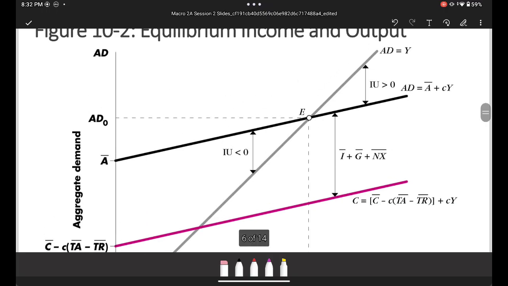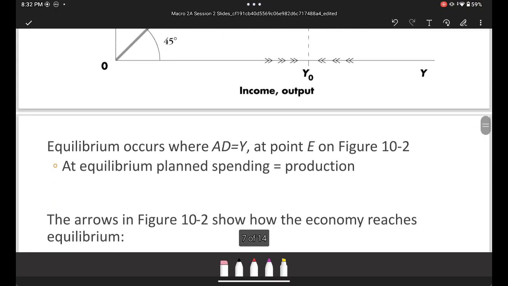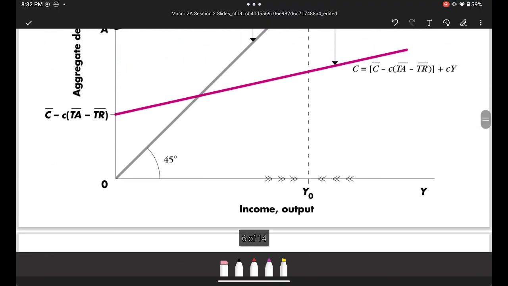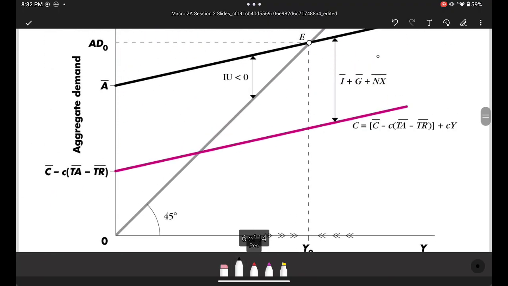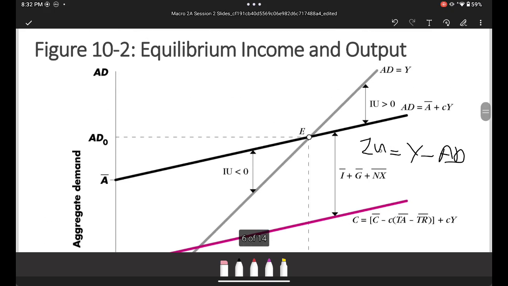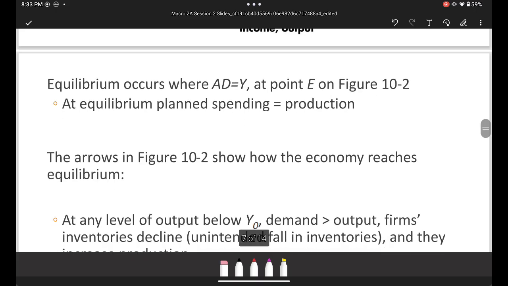IU greater than 0 means increase in inventory is greater than 0. IU is basically an equation. They don't show it here, but basically IU is equal to y minus aggregate demand. So obviously when y is greater than aggregate demand, IU will be positive. I mean, that's obvious. So increase in inventory. This is decrease in inventory, right?